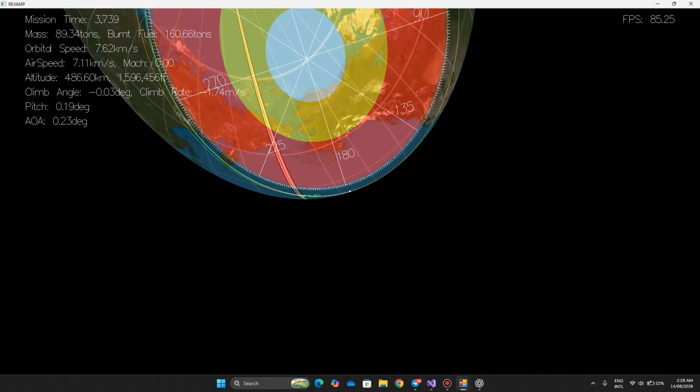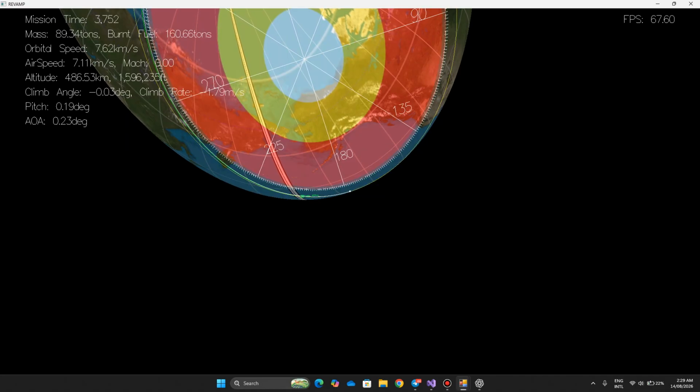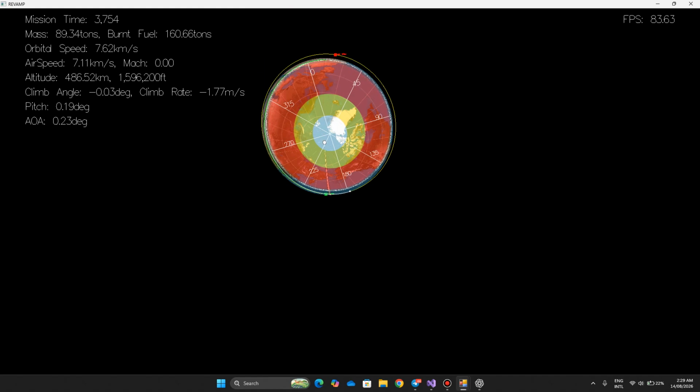Circularize the orbit to, let me see now. Oh, heck. The perigee is 469 kilometers. I overshot a little bit. So I've used up more fuel than I should have, but I'm now down to 89.34 metric tons of total mass.